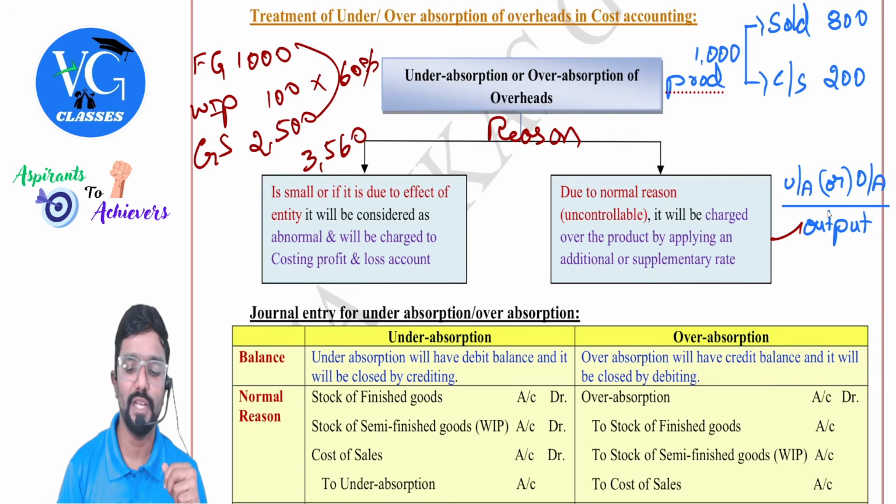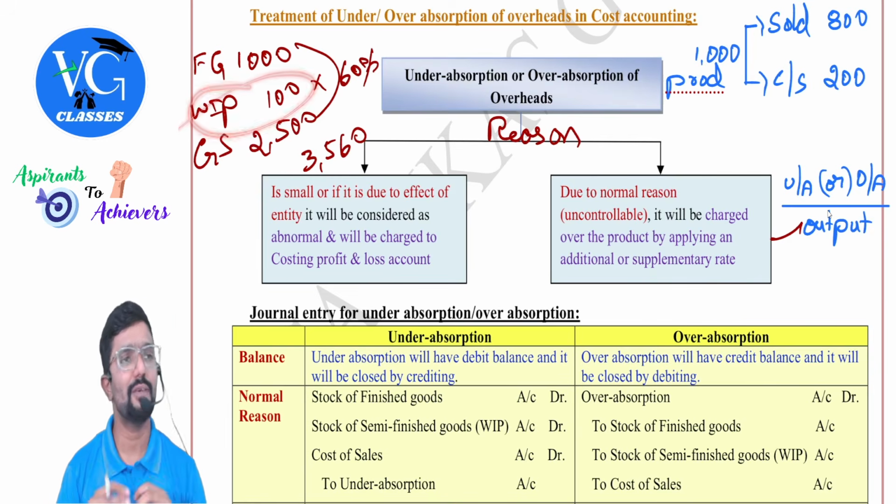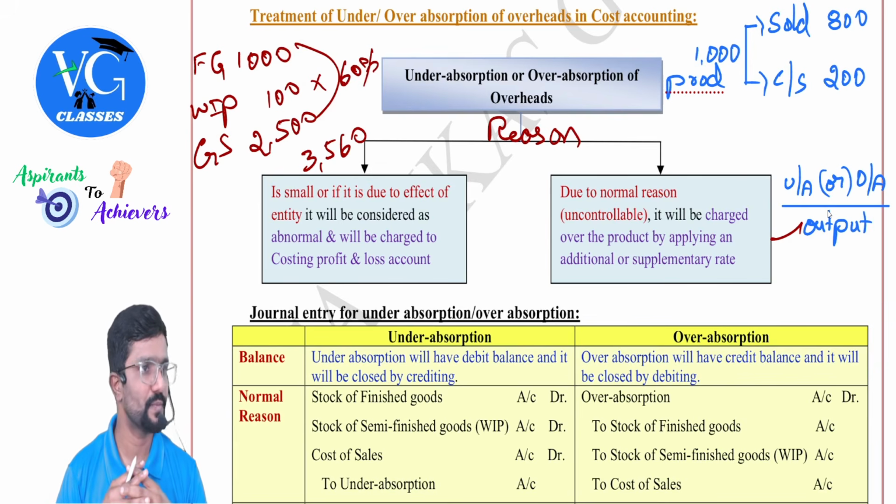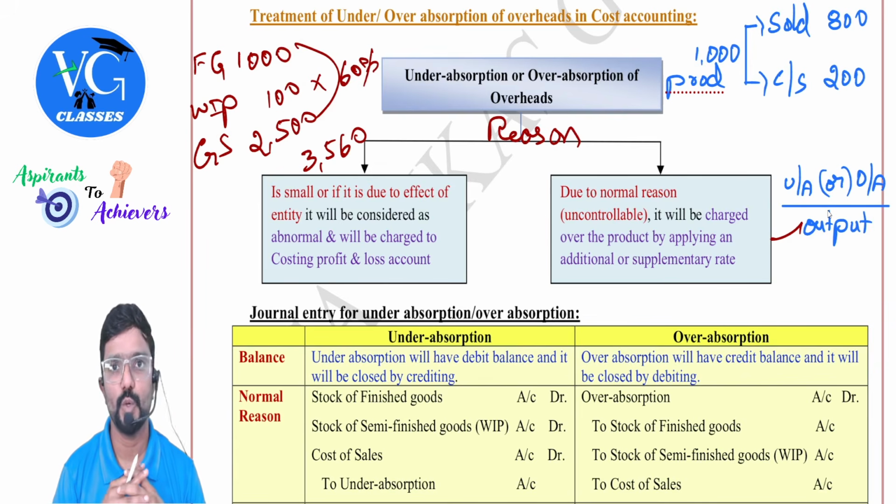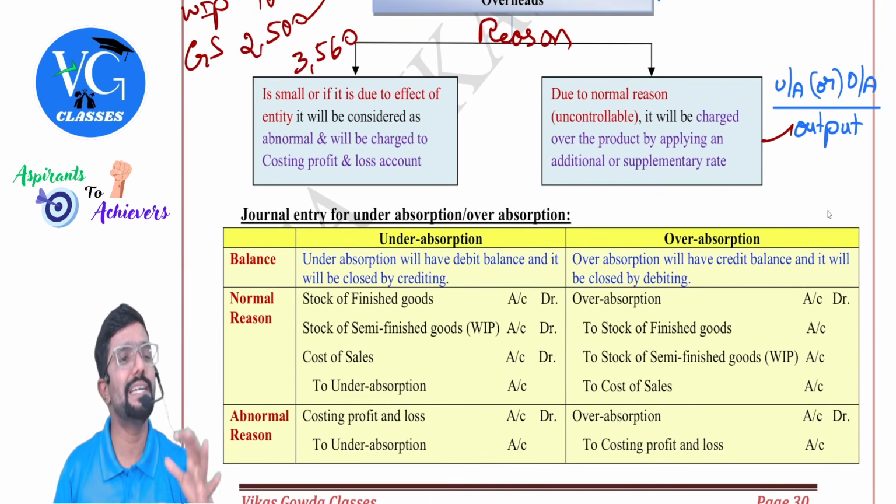And this will come only if they have given WIP, guys. What I have observed is most of the time they may not give WIP. They may give only finished goods and the goods sold. Finished goods in the sense closing stock of finished goods. Hope you got it. Now let me explain this little detail, guys.